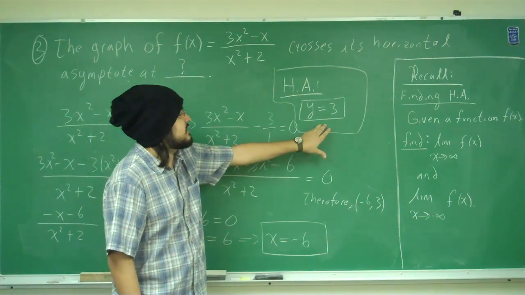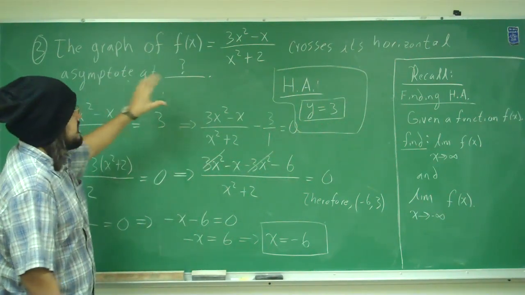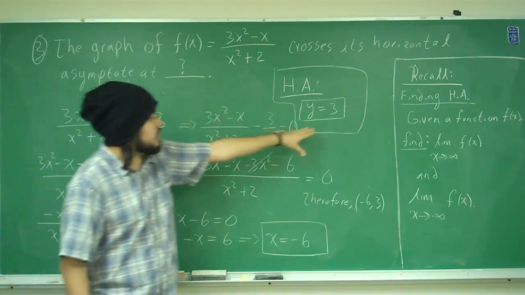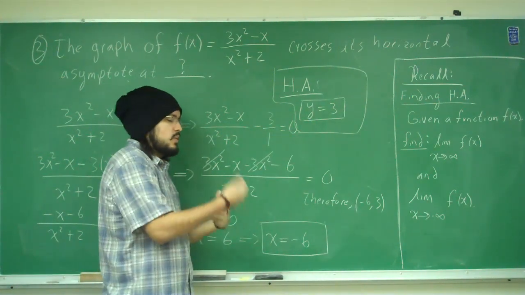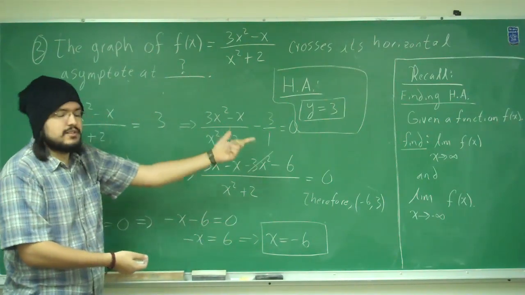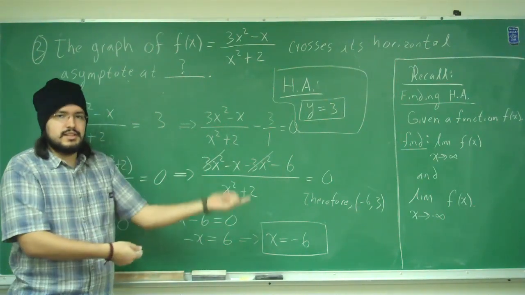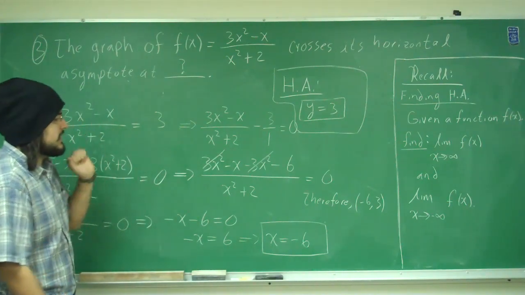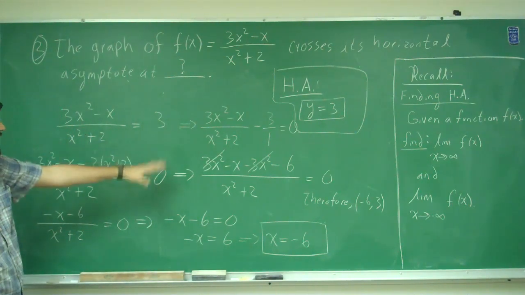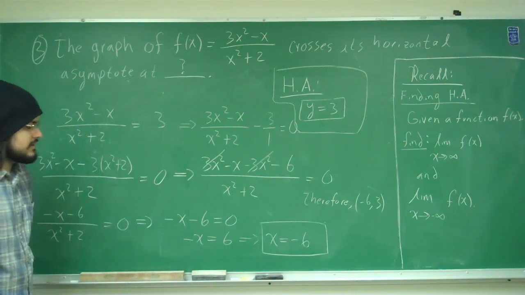Once we have that fact, we want to find the x value that crosses at y equals 3. So we want to equate the function to 3 to find out what x value produces a y value of 3, and that means it will cross. So we did that, equated it to 3, solved this, and then we got x equals -6.